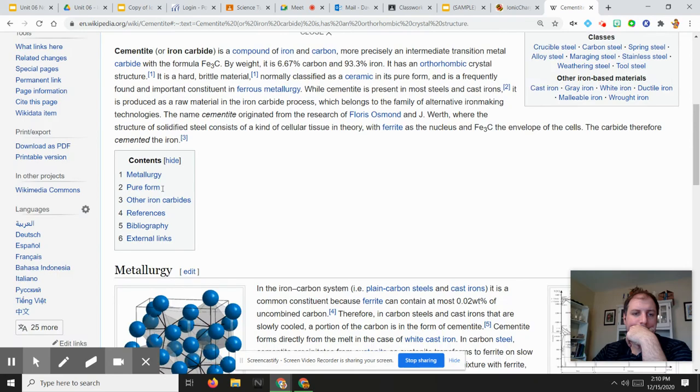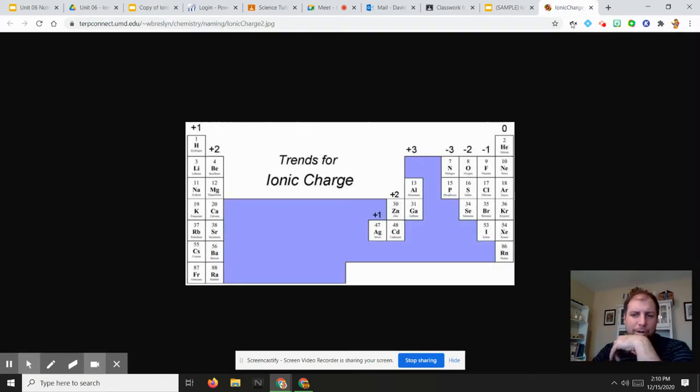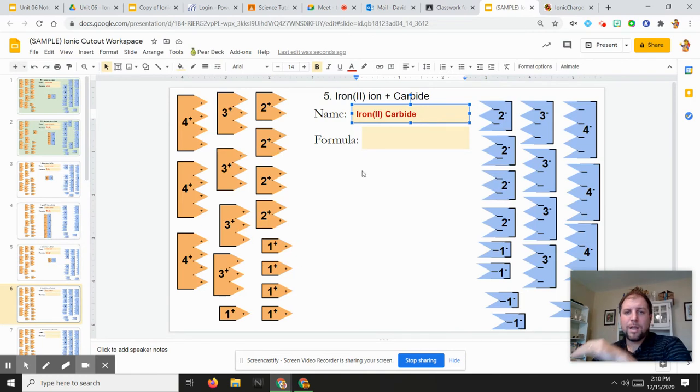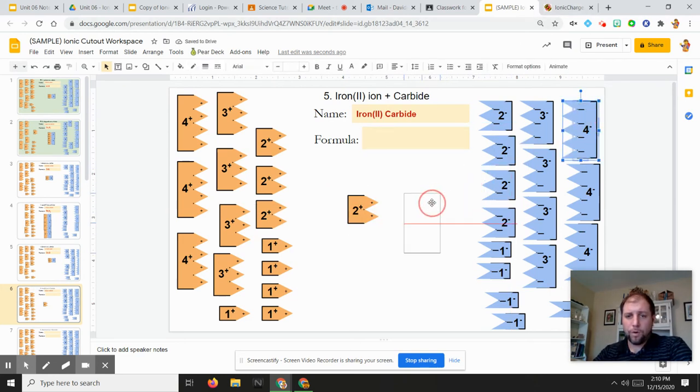Iron carbide. Well, it's different iron carbide. There are many different irons, remember, so there is no iron 2 carbide. But let's just run with this and see what happens. Iron 2 carbide: iron 2 is a 2 plus, and carbide is a 4 minus.